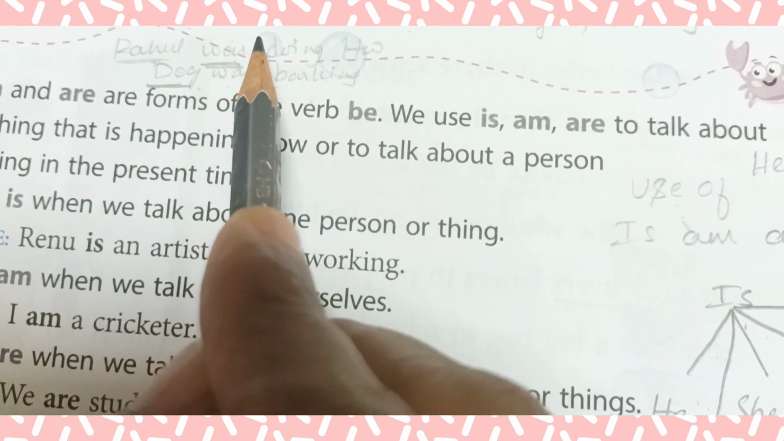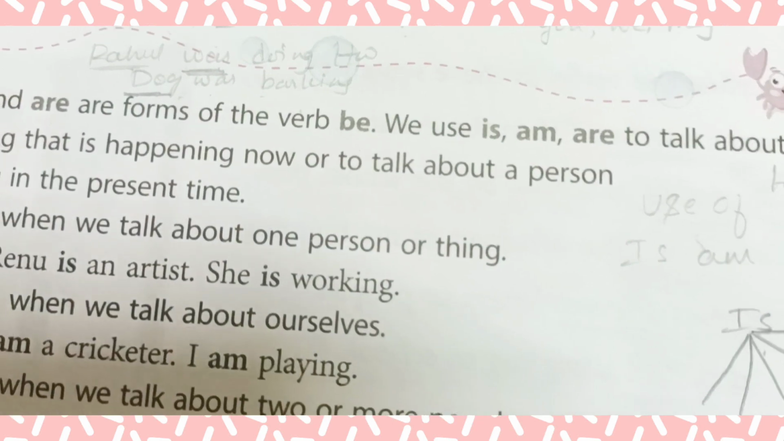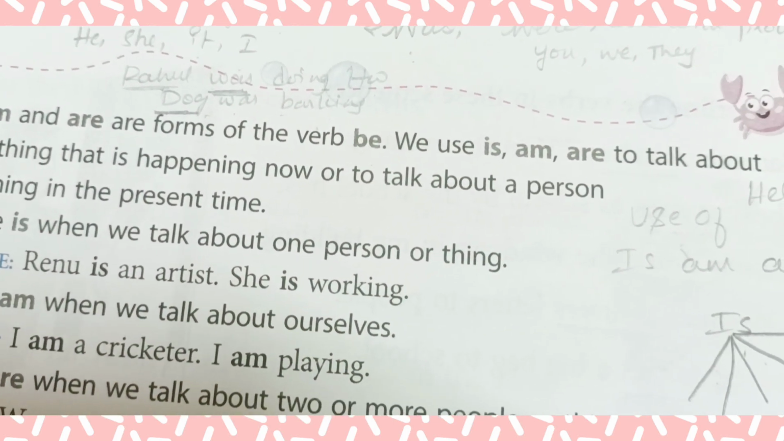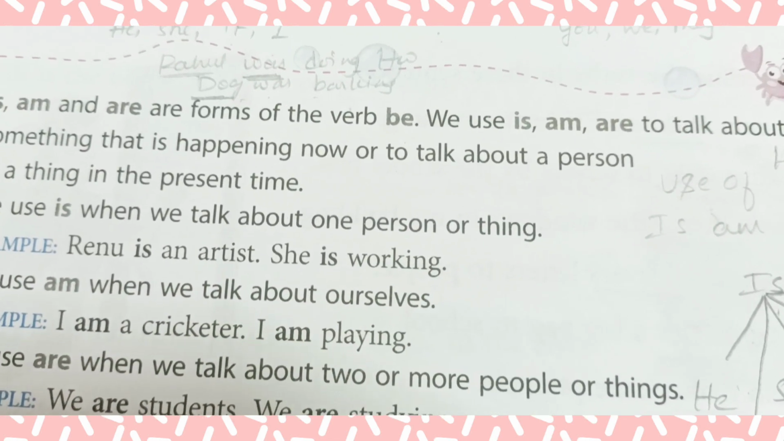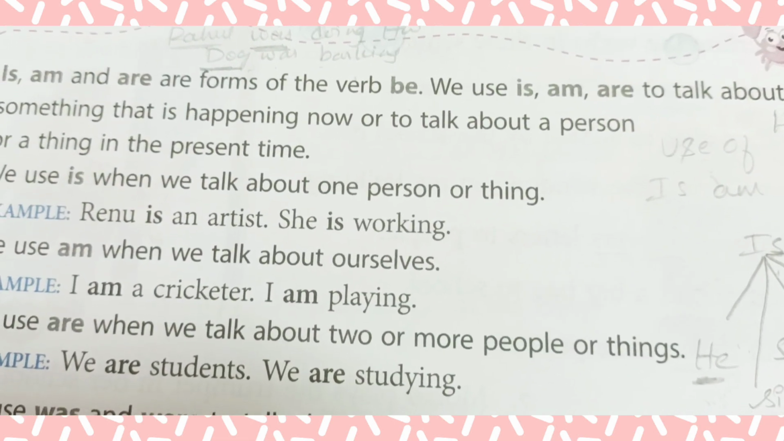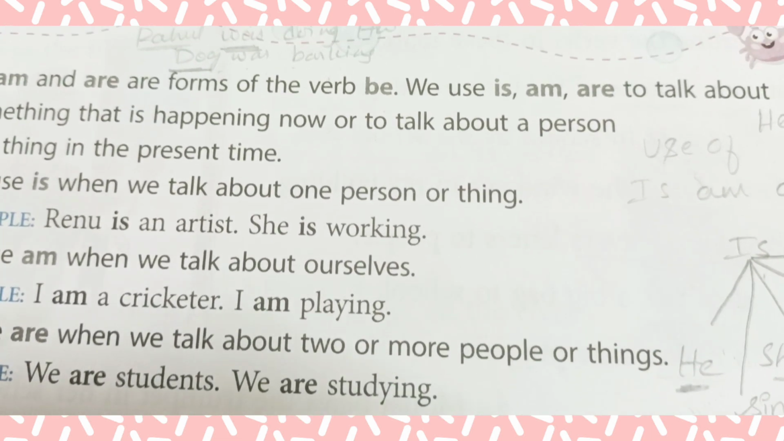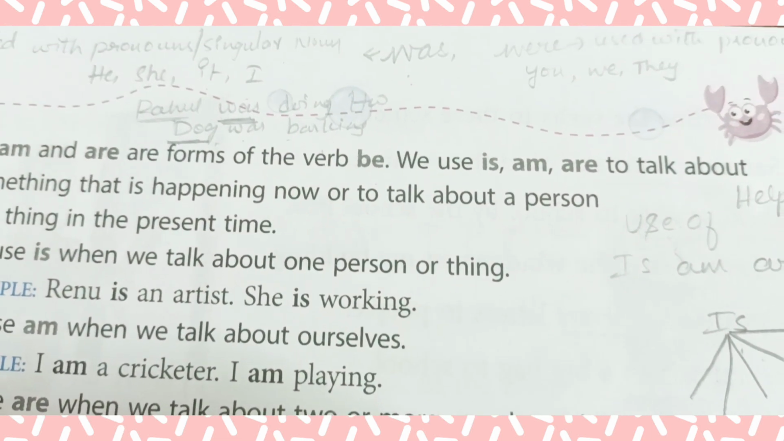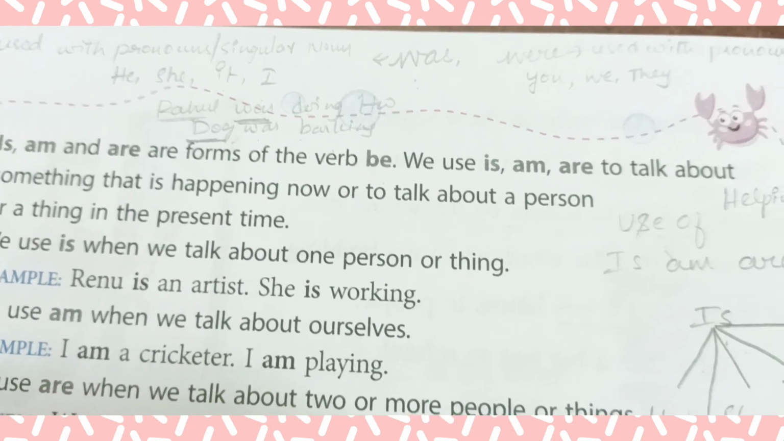For example, if I say, I was staying with my aunt. Here I is a singular noun. I means am. So I was staying with my aunt. Okay, we use was to talk about one person or a thing.